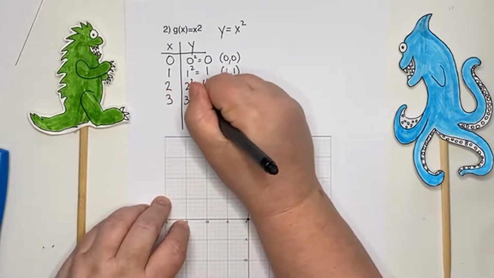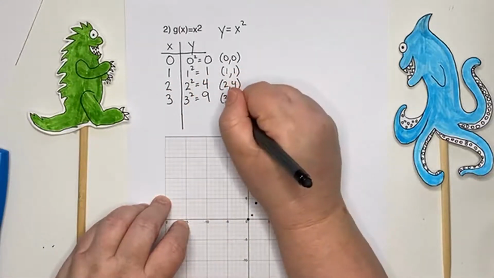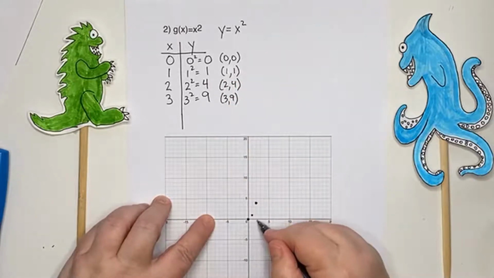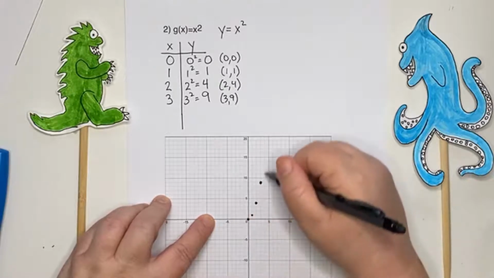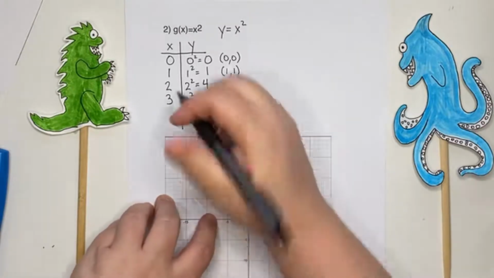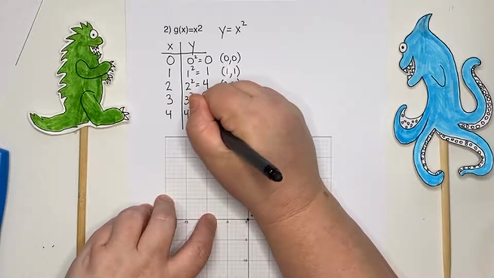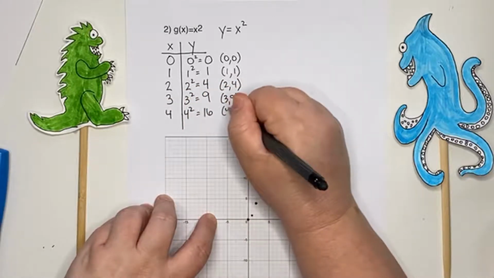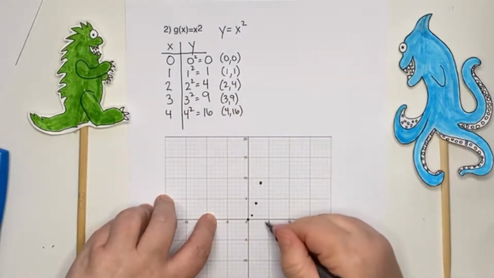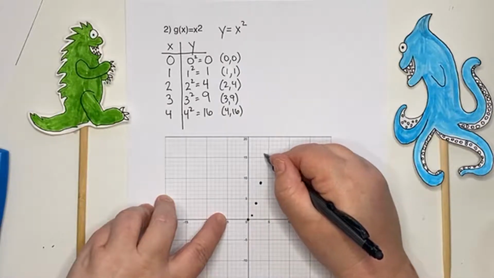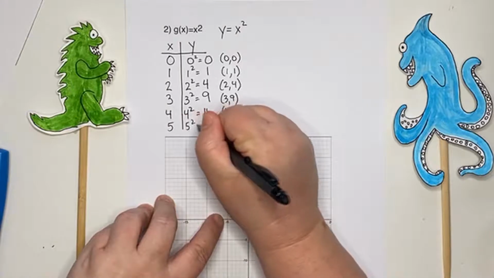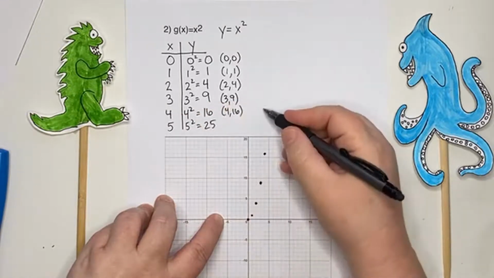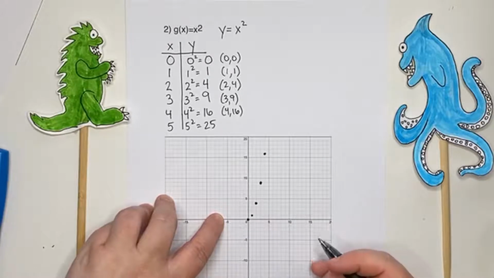3 squared, that's 9. 1, 2, 3, and then I have to go up to 9. Yep. See how it's curving up? And then I think I can do another one. I can do 4 squared, that's 16. 4, 16. That's going to be right there. Now, unfortunately, I can only go so far. 25 is past 20, so I can't graph that one on this grid. Okay.